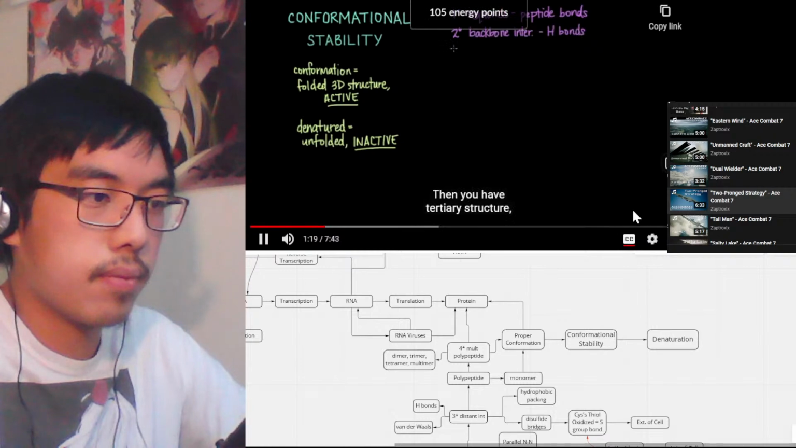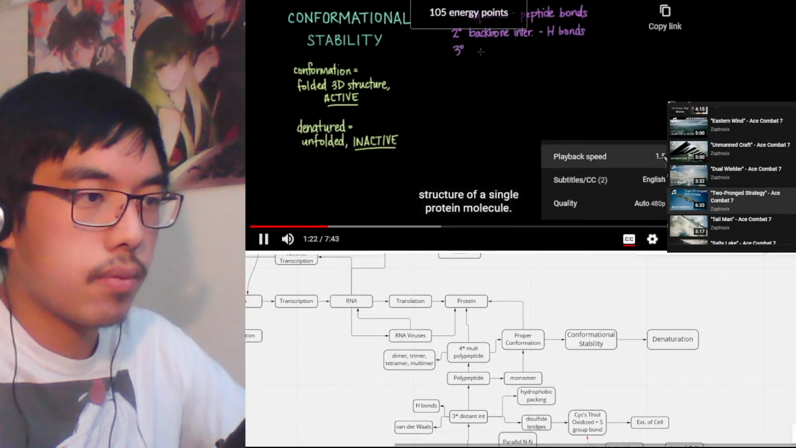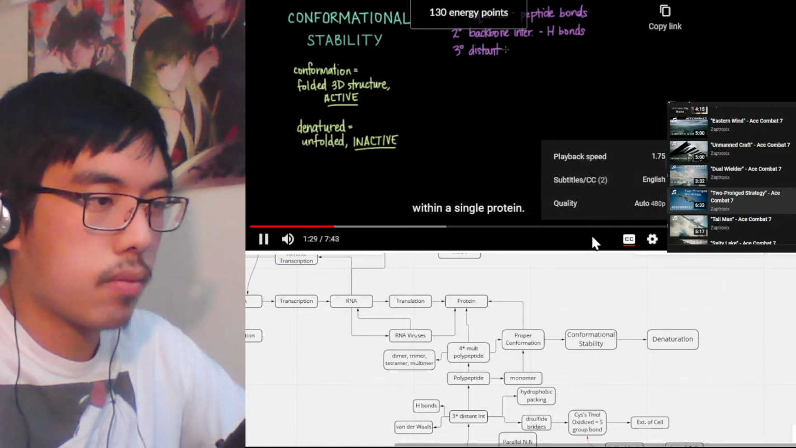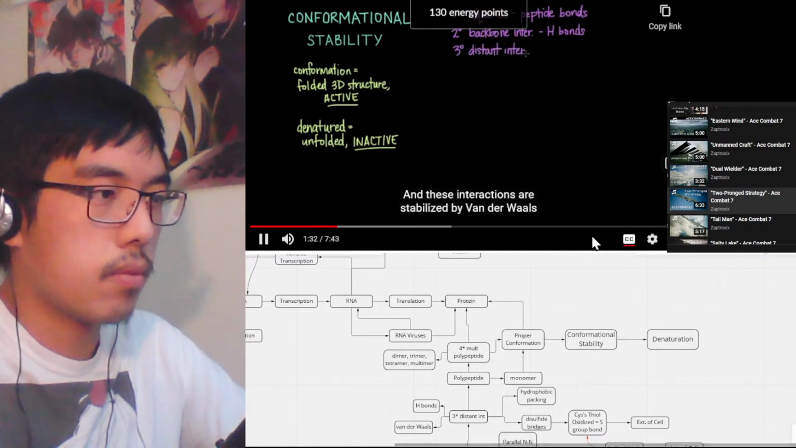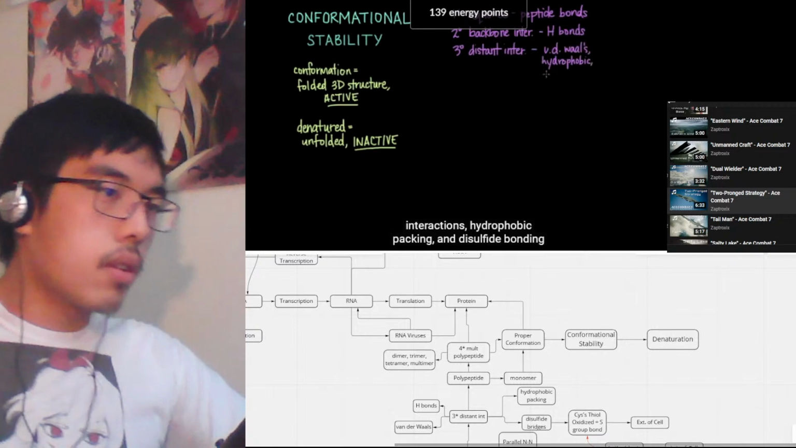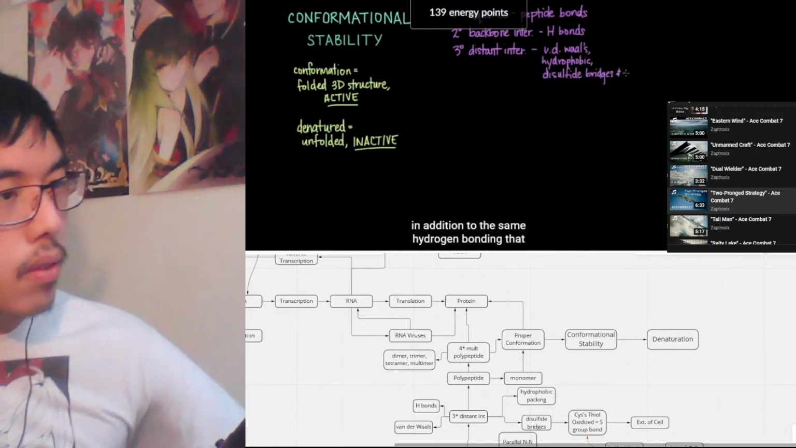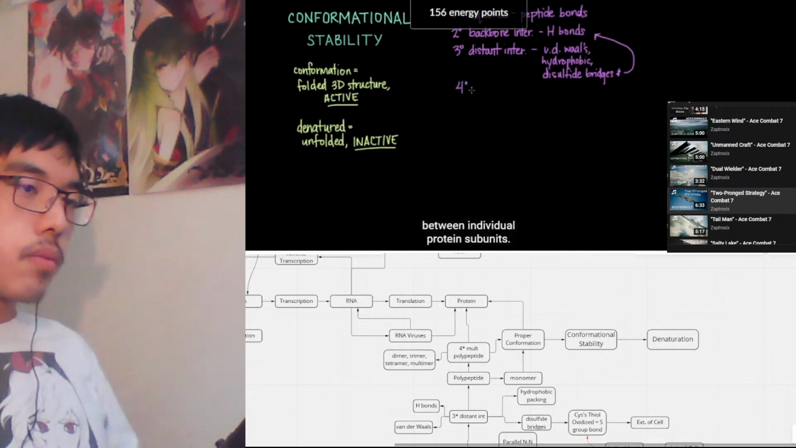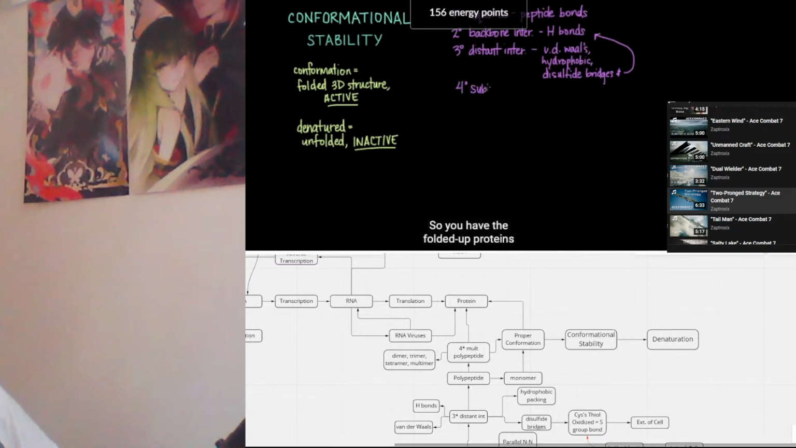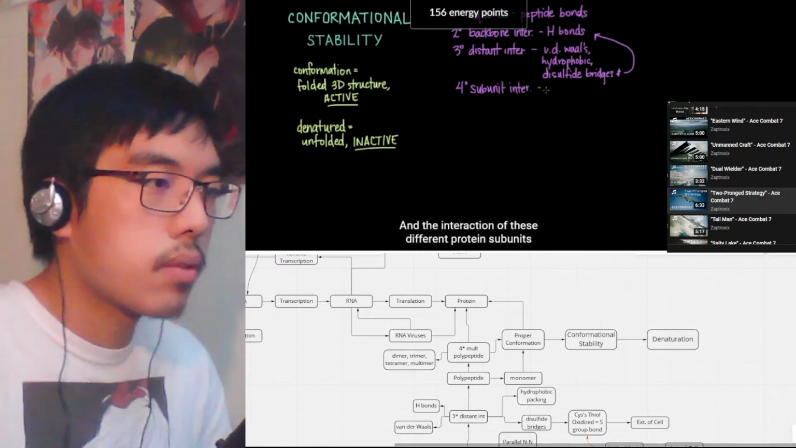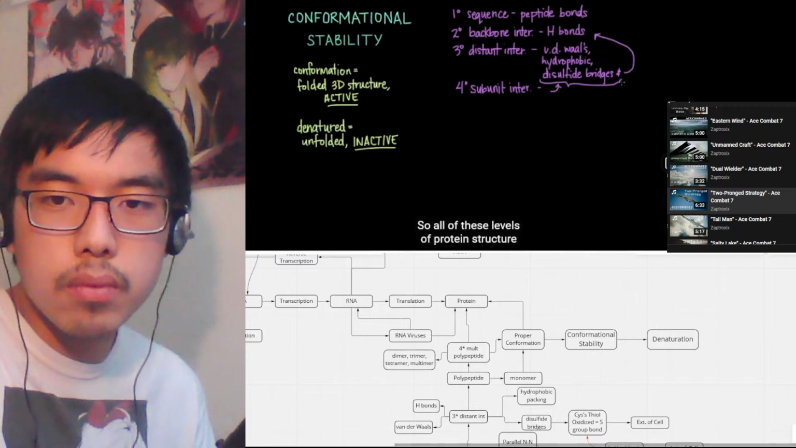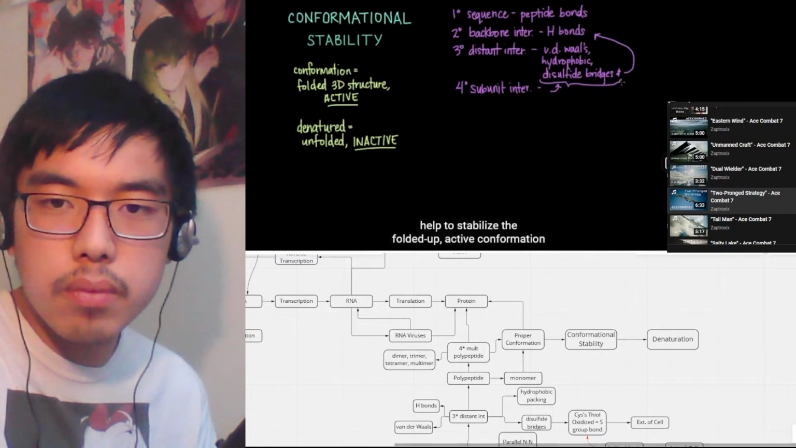Okay. Then you have tertiary structure, which just talks about the overall 3D structure of a single protein molecule. And this is described by distant interactions between groups within a single protein. And these interactions are stabilized by van der Waals interactions, hydrophobic packing, and disulfide bonding, in addition to the same hydrogen bonding that helps to determine secondary structure. And then quaternary structure just describes the different interactions between individual protein subunits. So you have the folded up proteins that then come together to assemble the completed overall protein. And the interaction of these different protein subunits are stabilized by the same kinds of bonds that help to determine tertiary structure.